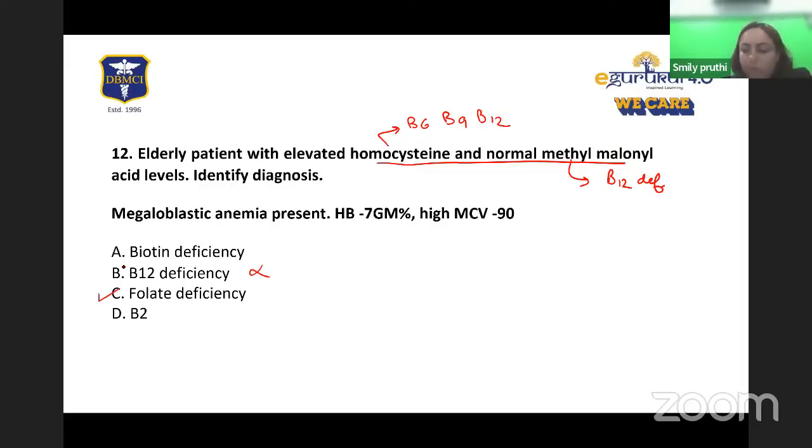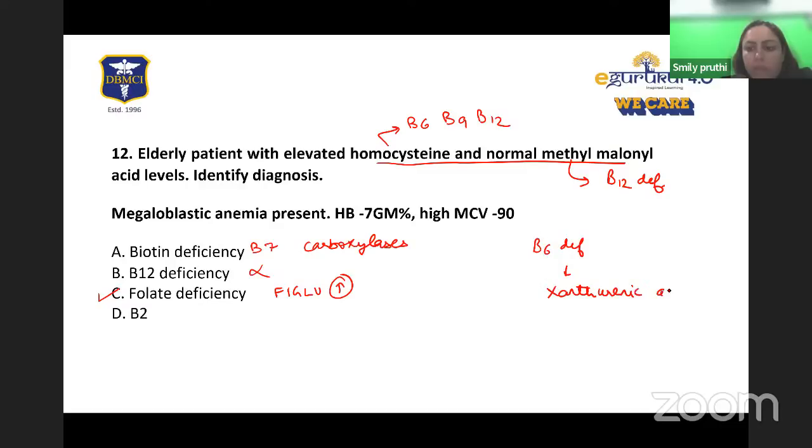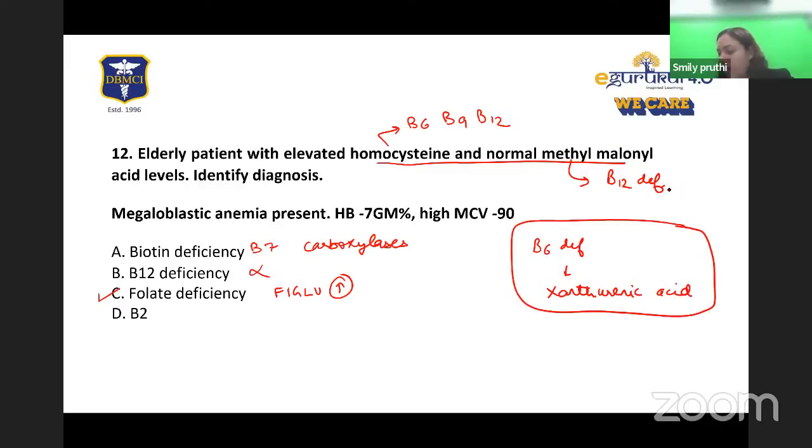folate deficiency, right? Biotin is B7, okay? B7 is required for carboxylases, carboxylation reactions, right? Also in folate deficiency, FIGLU increases, right? In B6 deficiency, xanthurenic acid increases, or xanthurenic acid comes in urine, right? Yes, answer is B9.